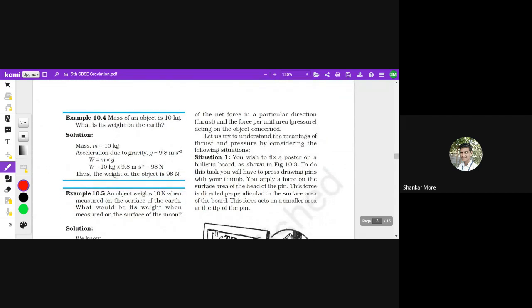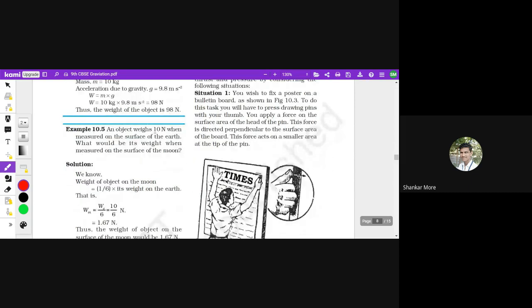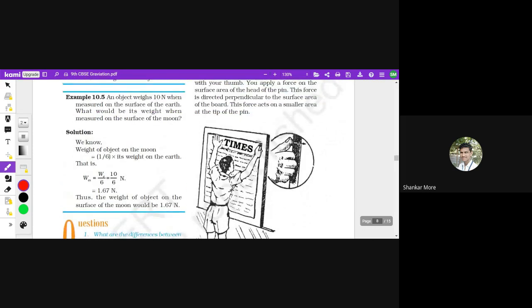So this is what the activity is about. Now, the mass of an object is 10 kg. What is its weight on the Earth? To find the weight, what do we have to do? Mass into g. Mass is 10 kg and the value of small g is 9.8 meter per second square. So it will be 98 newton. The weight will be 98 newton. Similarly, you can find, if let us suppose your weight is 10 newton, what will be the mass, what will be the weight on the Moon. You can do these different kinds of calculations.